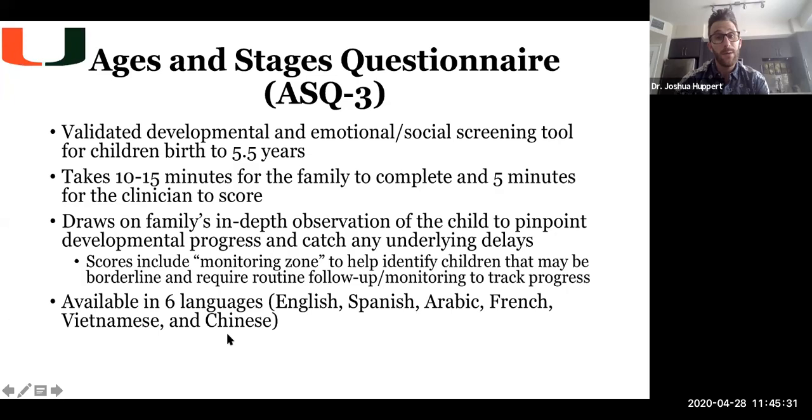It's available in 6 languages, which is great. This allows you to use it on multiple patients. I know being in Miami, we have a very high Spanish-speaking population, but we're also a pretty large international hub. So, you know, we see patients from all over the world. And so this has been really helpful for me, particularly for Spanish, for French, and for Chinese as well. And it can be completed in the clinic waiting room, at home, or via phone.